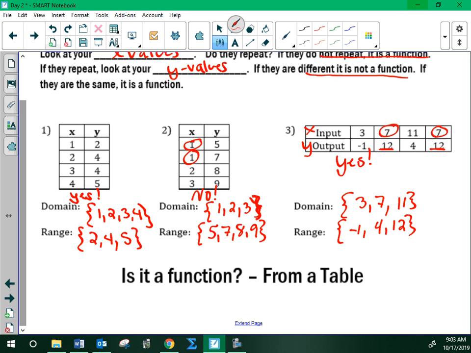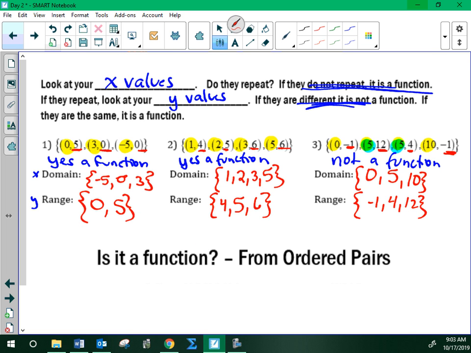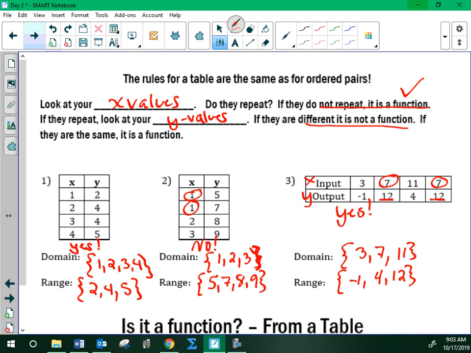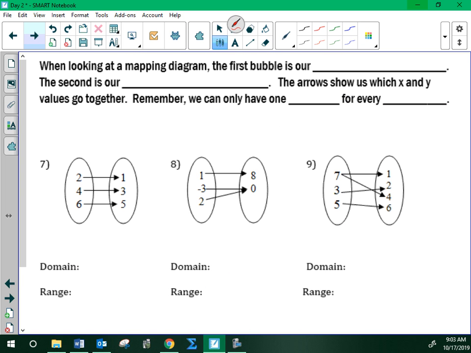Any questions on ordered pairs or tables? Okay. So next let's take a look at a mapping diagram.